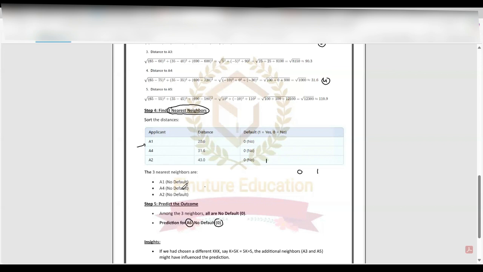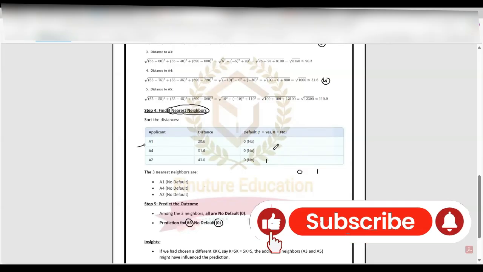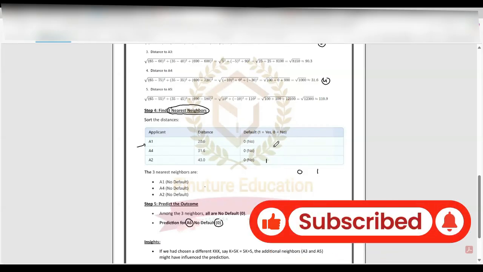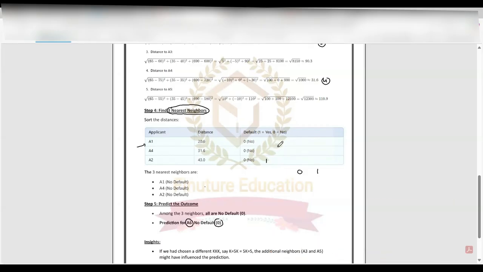Or there is some probability, you can say like a 33% probability that it may default. Largely, because we go with the maximum probability, you will say that there is a 66% probability that it will not default, but there is a 33% probability that it may default. Is it clear? But the final conclusion would be no default because we go with the major one.